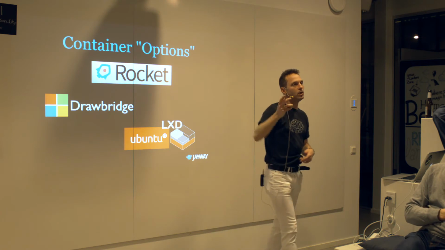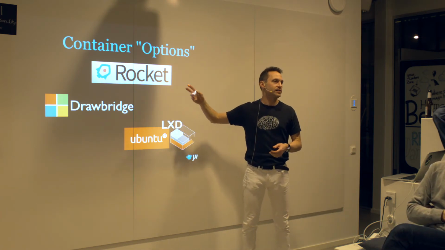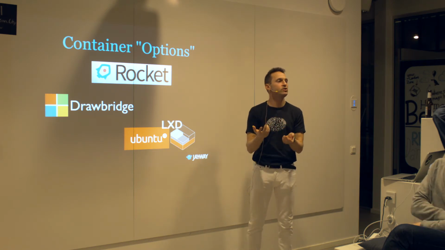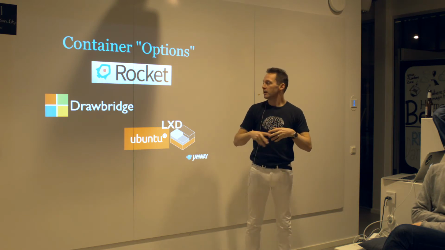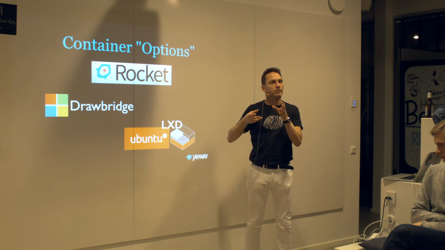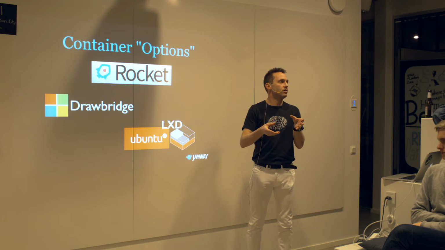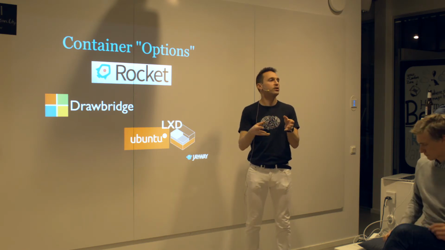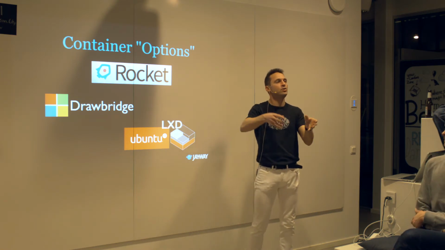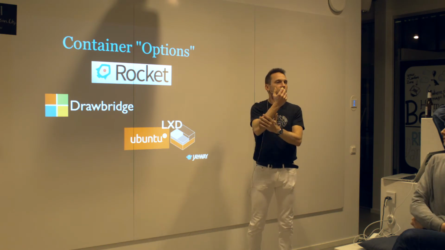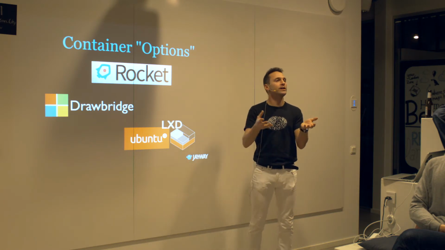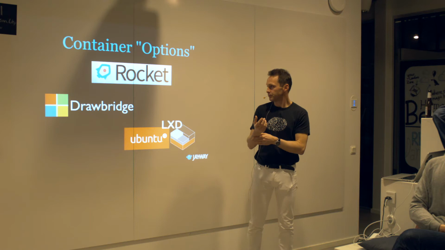Rocket, on the other hand, is developed by CoreOS, and CoreOS is one of the biggest users of containers. I'll talk a little bit about CoreOS later on, but they decided that they want a new container specification, because they think that Docker is trying to do too much. Docker has moved from being a container specification into becoming a clustering solution, and CoreOS is already a clustering solution.